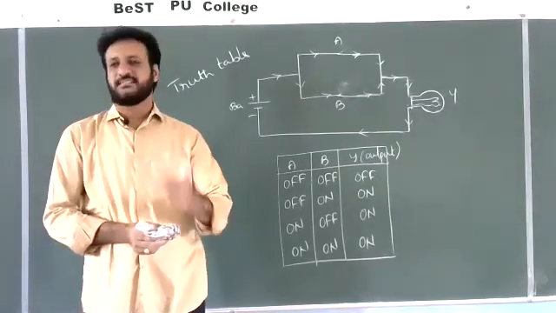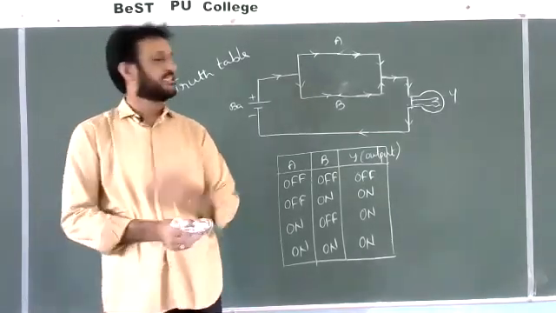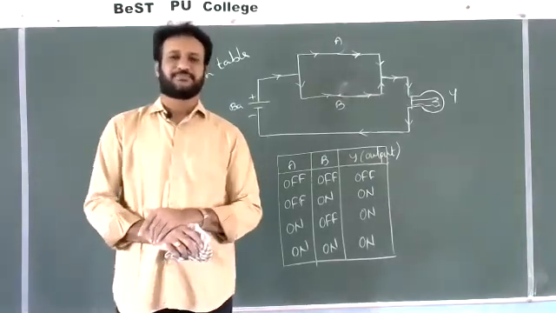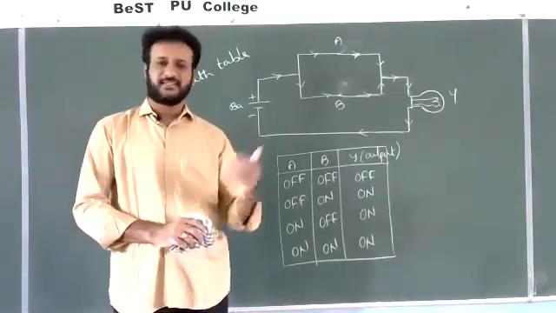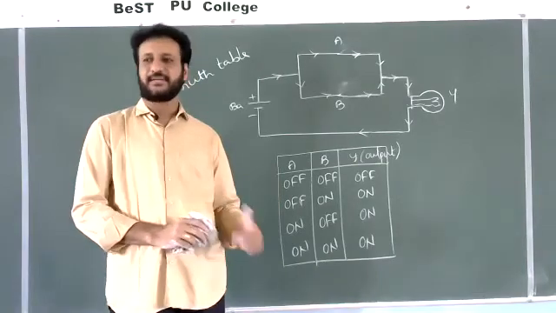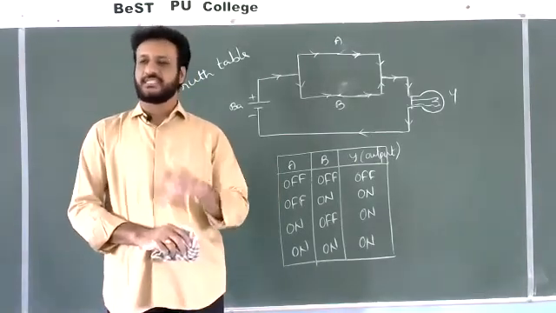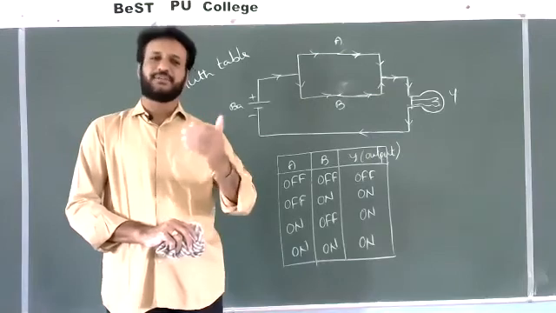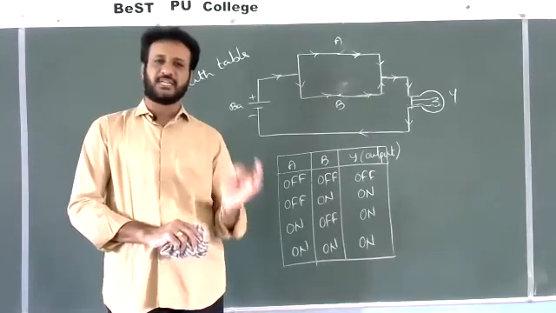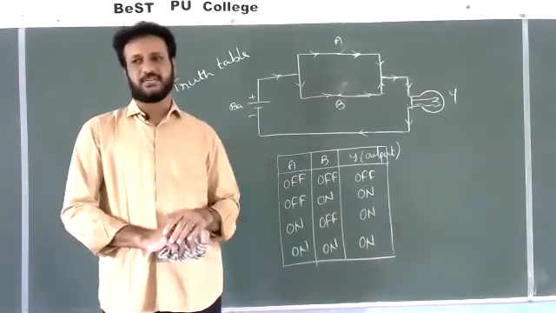So in tomorrow's class we will discuss the different types of logic gates: AND gate, OR gate, NOT gate, NAND, NOR, different logic gates are there. We will discuss the logic gates and also, for each and every logic gate, the symbol, truth table, and one example in tomorrow's class. Okay, thank you.